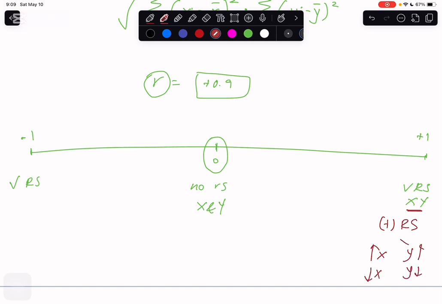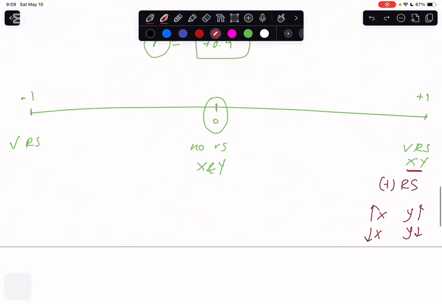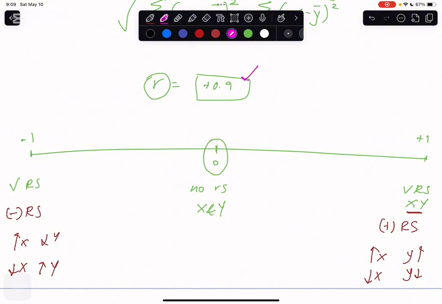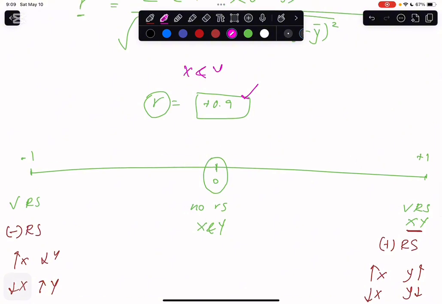Again, what did we say? y is dependent on x. Okay. The negative side says that it has a negative relationship. So if x increases, y decreases. If x decreases, y increases. So it has an inverse relationship with y. One positive, one negative. For example, here we got 0.9, plus 0.9, meaning it has a positive relationship. Meaning x and y have a positive relationship with one another. Meaning if x increases, y increases.